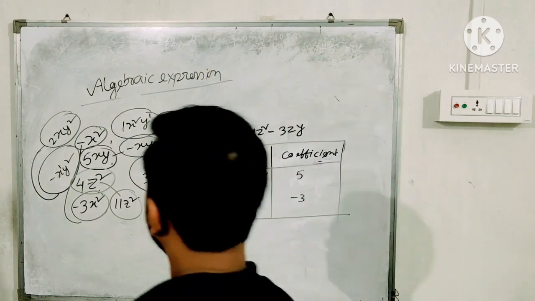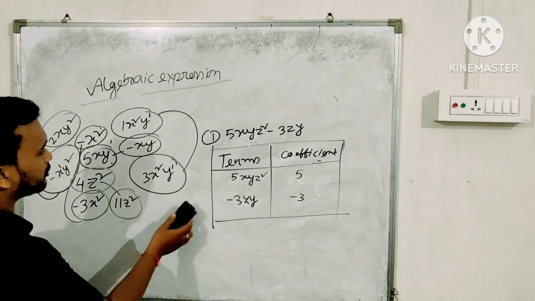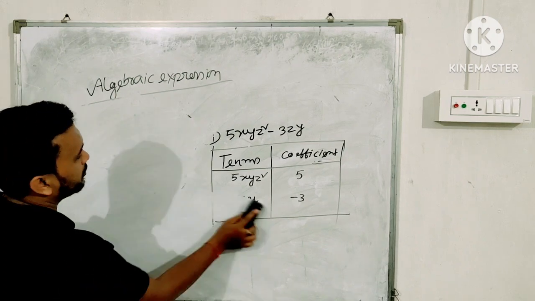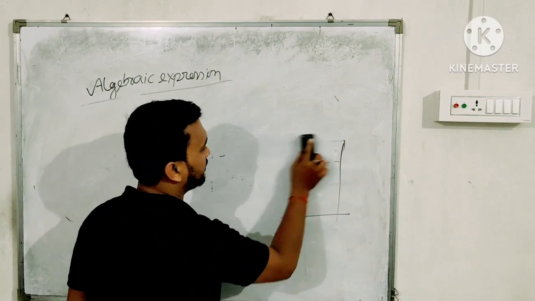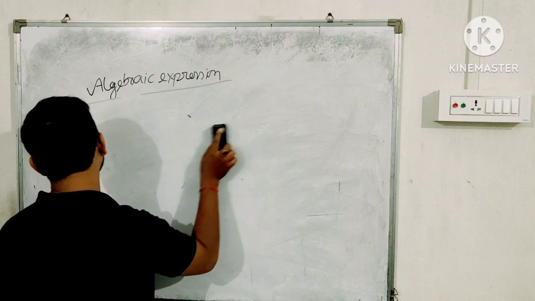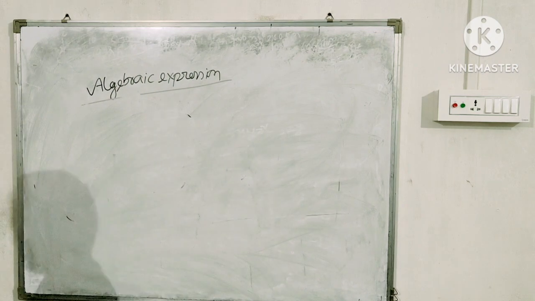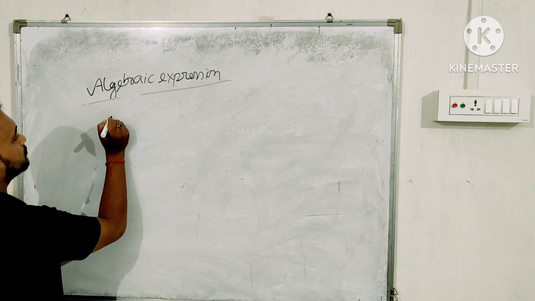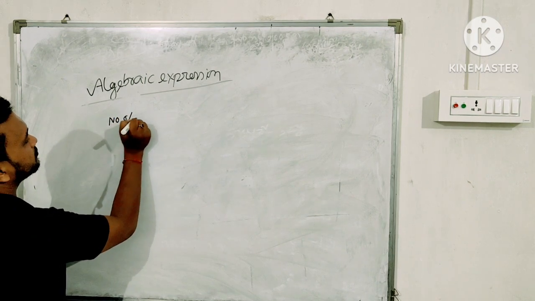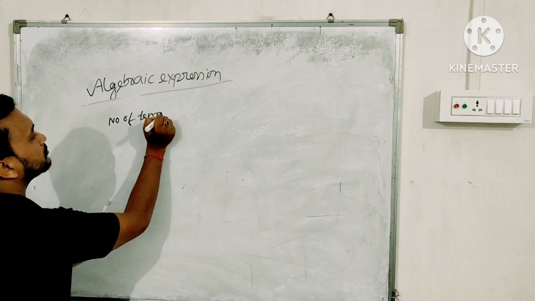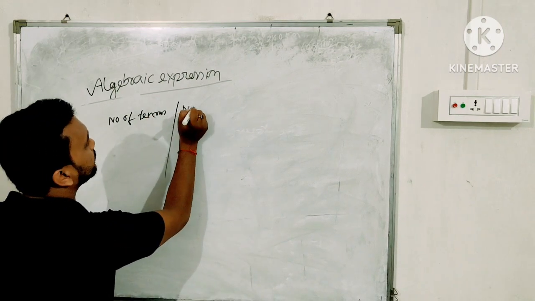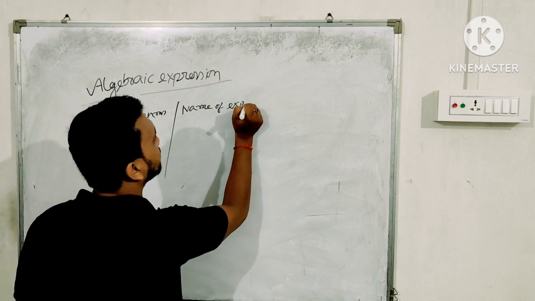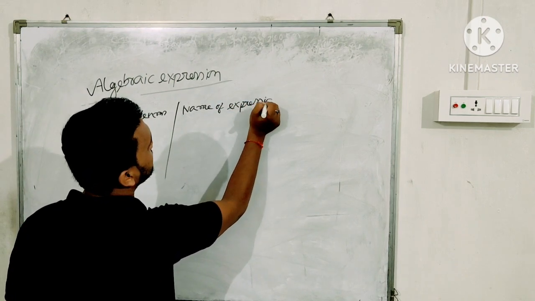Next, in question number 2 it is given: classify the following algebraic expressions as monomial, binomial, trinomial. Right? Yes. So number of terms, name of expression. Expression means algebraic expression.